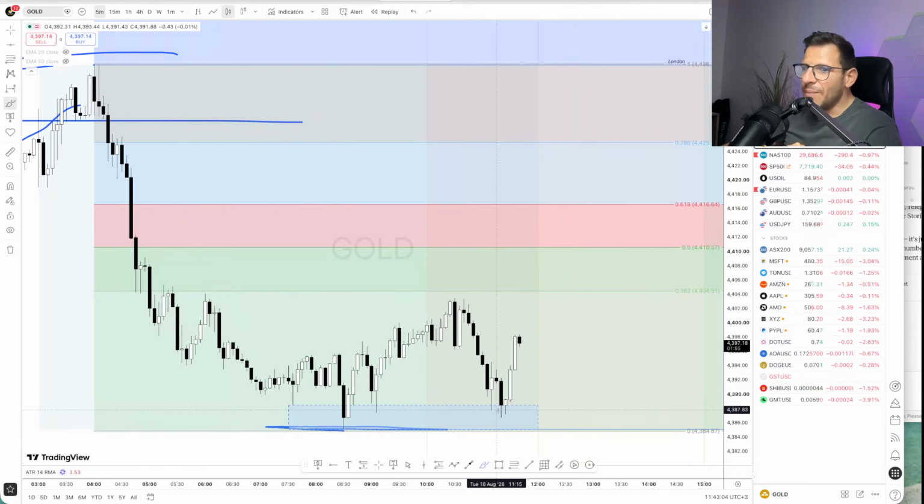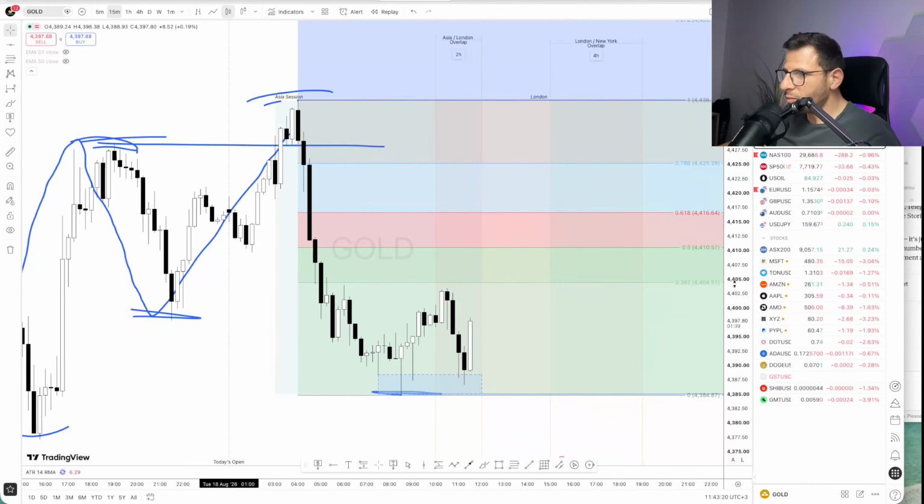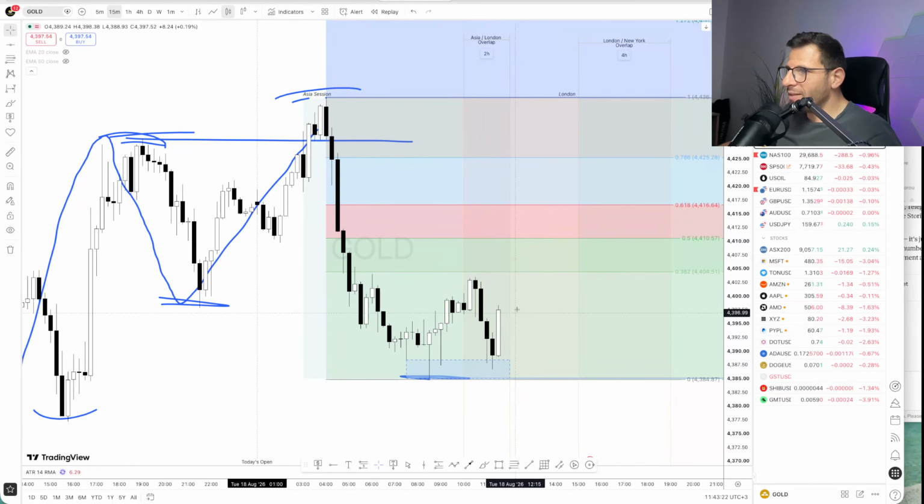The price tapped into this area. Yeah, I didn't get the trade, and I'm not looking to buy unless I have the bullish engulfing, as I said. So nothing for me yet. 15-minute. So now we are expecting retracement during London.